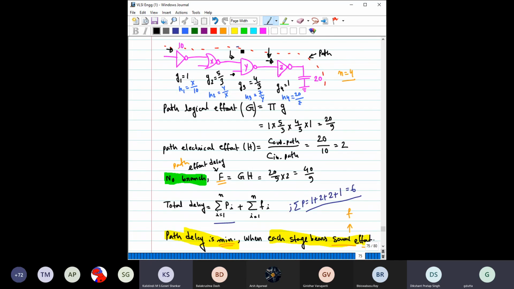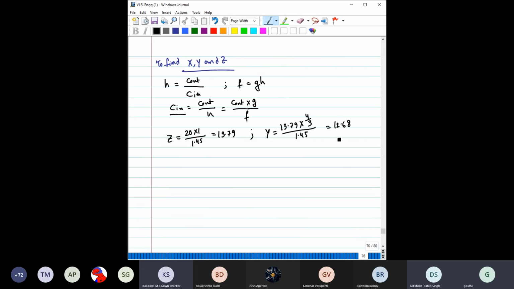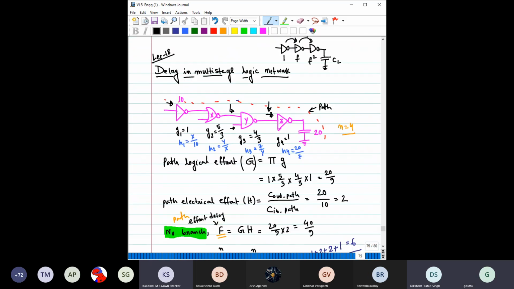Okay, so now we know the input capacitance here. That would be the output capacitance for this NOR gate. So we know C out from here. This C out is basically 12.68. So here we will find X. X is equal to 12.68 into, for the NOR gate, G is 5 by 3, by 1.45, which will give you 14.57.